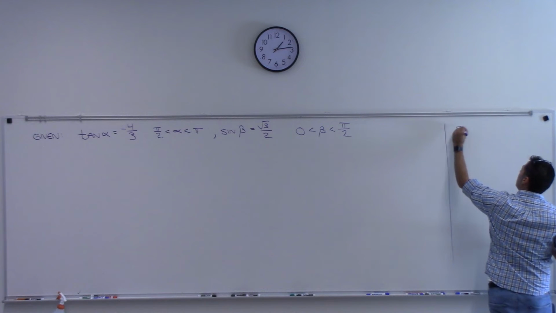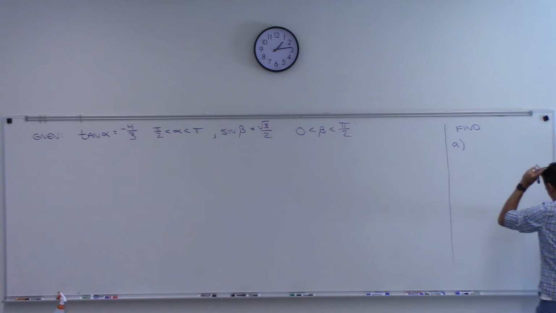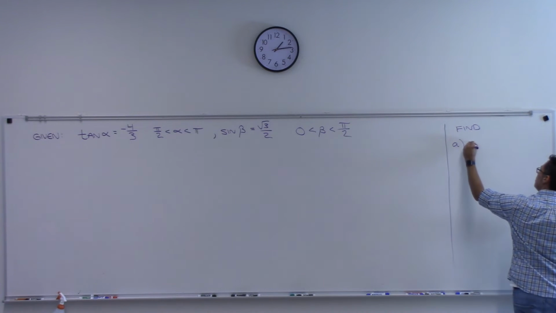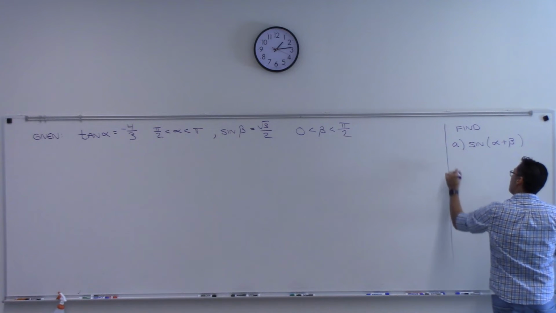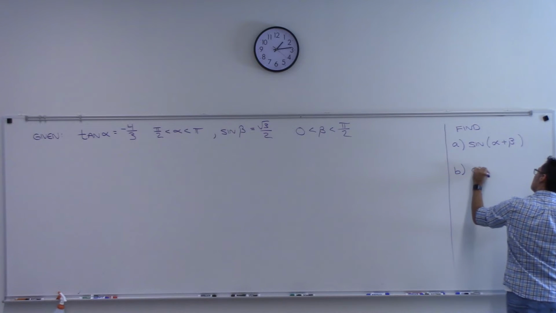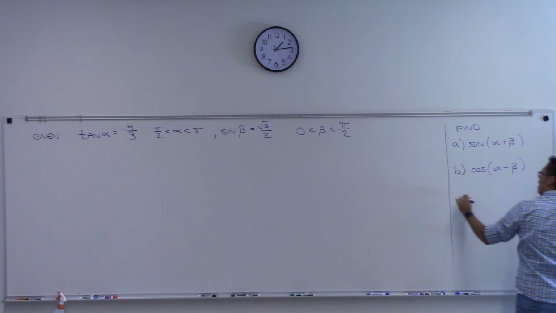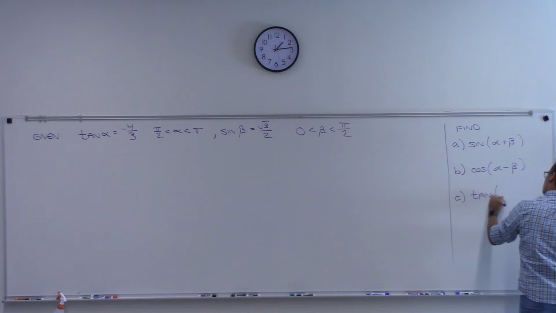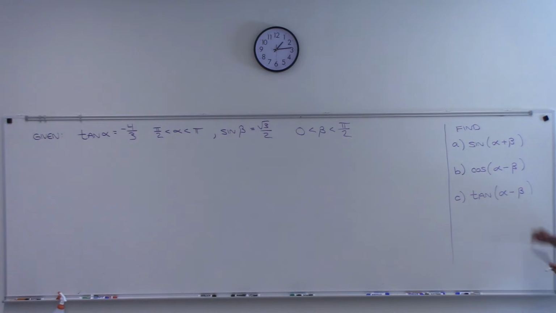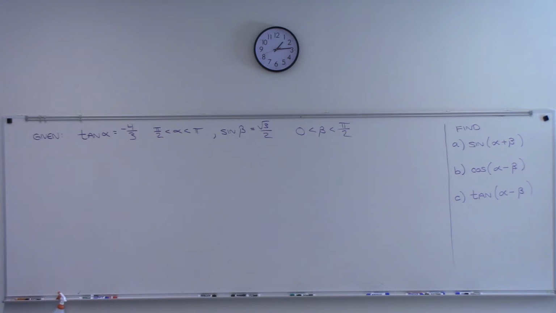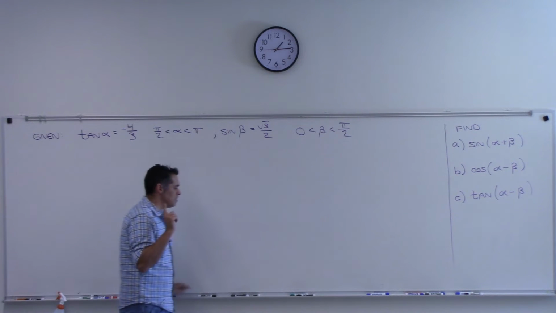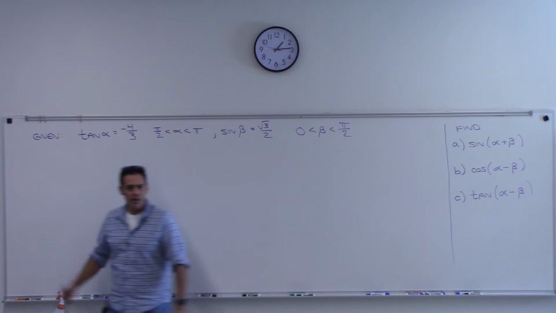I want you to find part A. Let's find sine of alpha plus beta. Then for part B, let's find cosine of alpha minus beta. And then for C, let's find tangent of alpha minus beta. In your homework, they ask for a few more of these, but I think if we do a couple of these, you get the idea. If you go back to last class, this is the type of problem we did at the very end. We were working on problems like this.